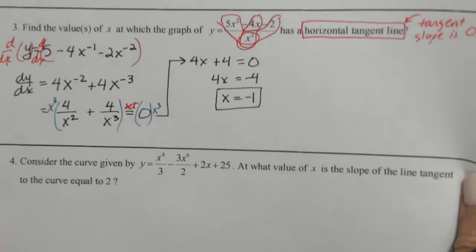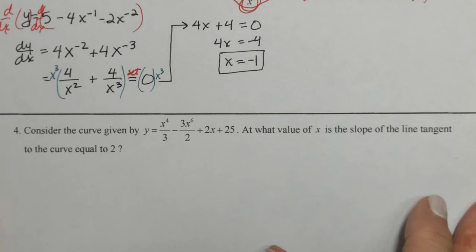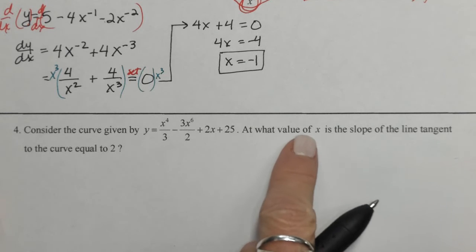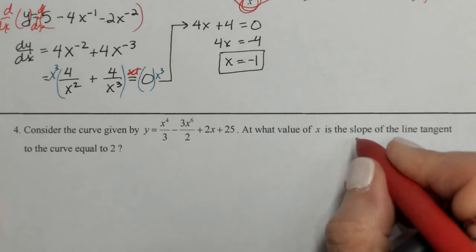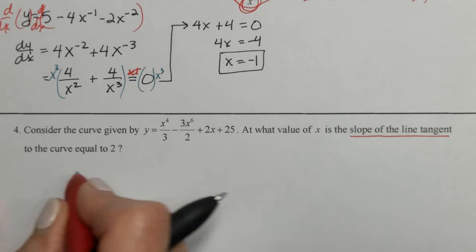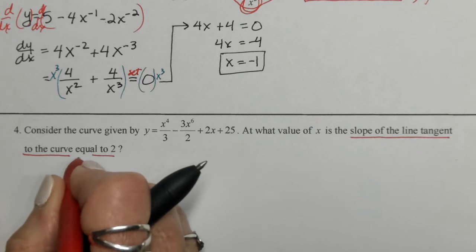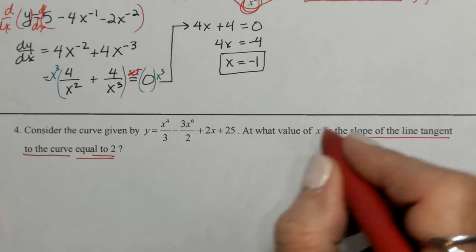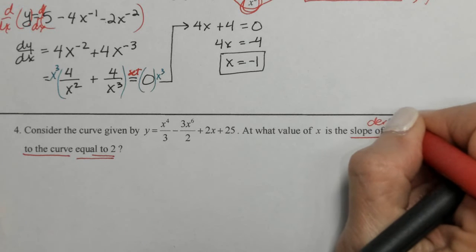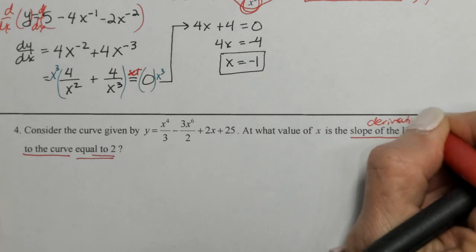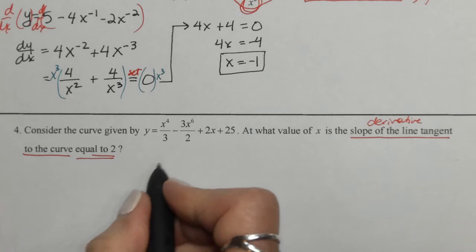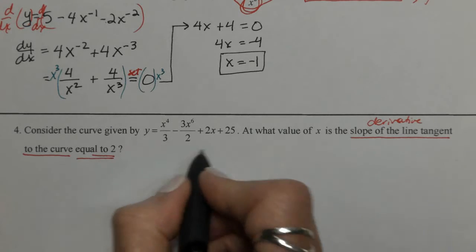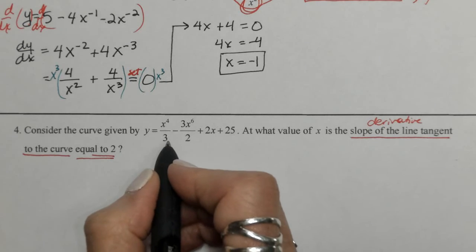Okay. Number 4, let's consider this curve. At what value of x is the slope of the tangent line to the curve equal to 2? We want the slope of the line tangent to the curve to equal 2. So I'm going to find the derivative and set it equal to 2. First things first, I need to write this in a form where I can apply the power rule.